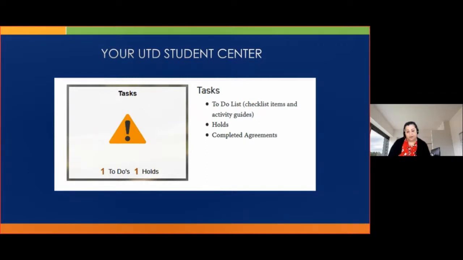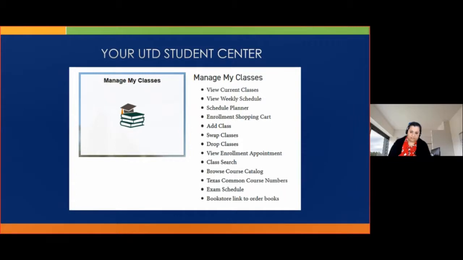The next thing I want to cover is the Manage My Classes tile. As you can see, there's a lot of information on this tile that pertains to registration, from searching for classes, to adding a class, to dropping a class. The items towards the bottom of the list may not be specifically related to registering, but they're also informational once you're enrolled, right? What's my exam schedule? Where can I get my books? But for right now, what I wanted to point out is in the middle of those bullet points on the slide, you will see something called enrollment appointment, right? So if you go to this tile, this is where you can also view your enrollment appointment.